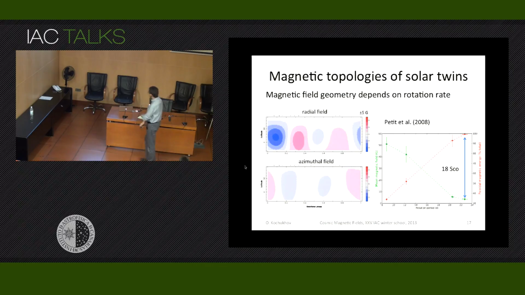So this is one illustration of how things can change rather obviously, and I would say dramatically, even in the vicinity of solar parameters, if we are reconstructing the magnetic field itself.